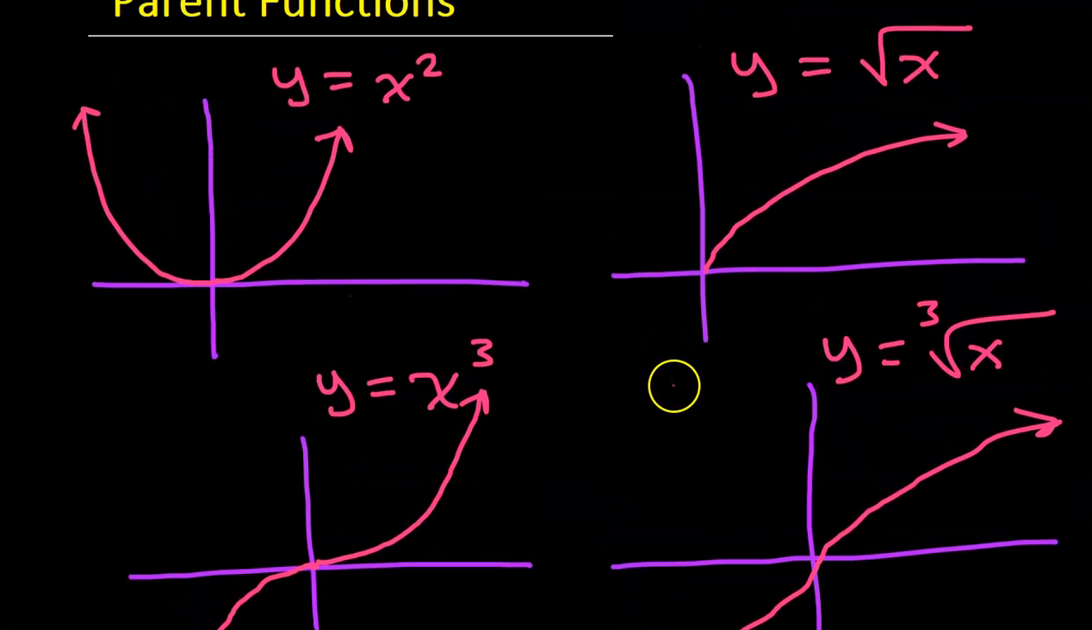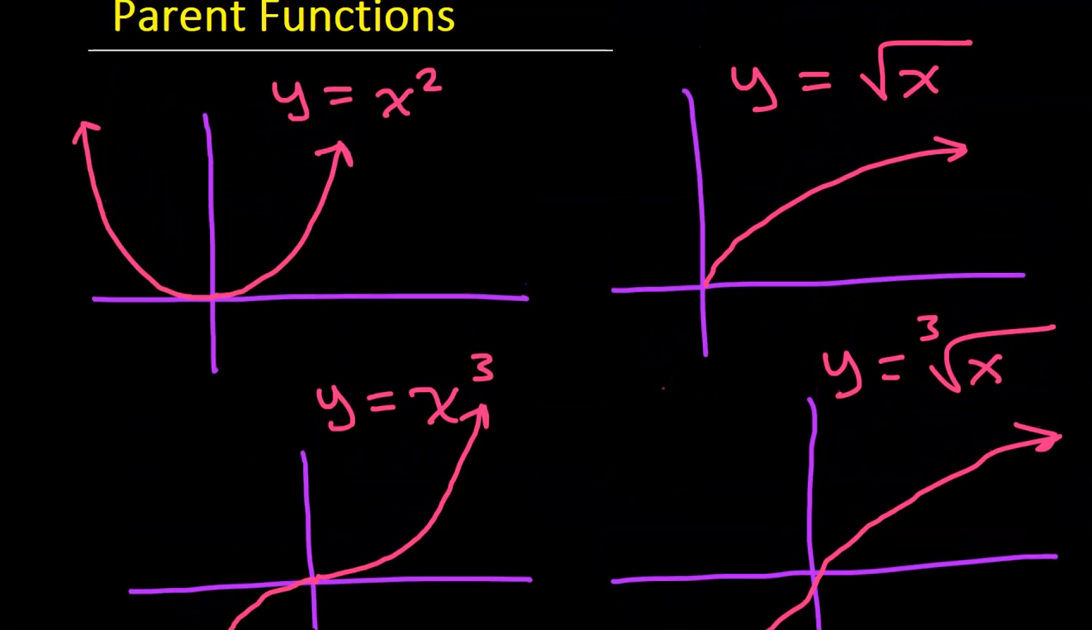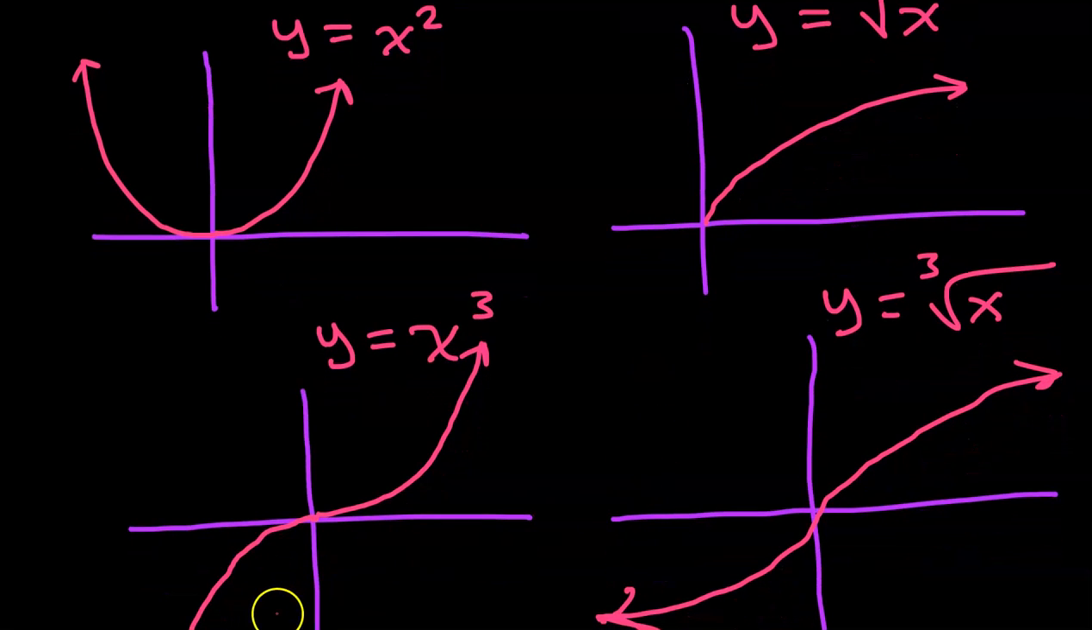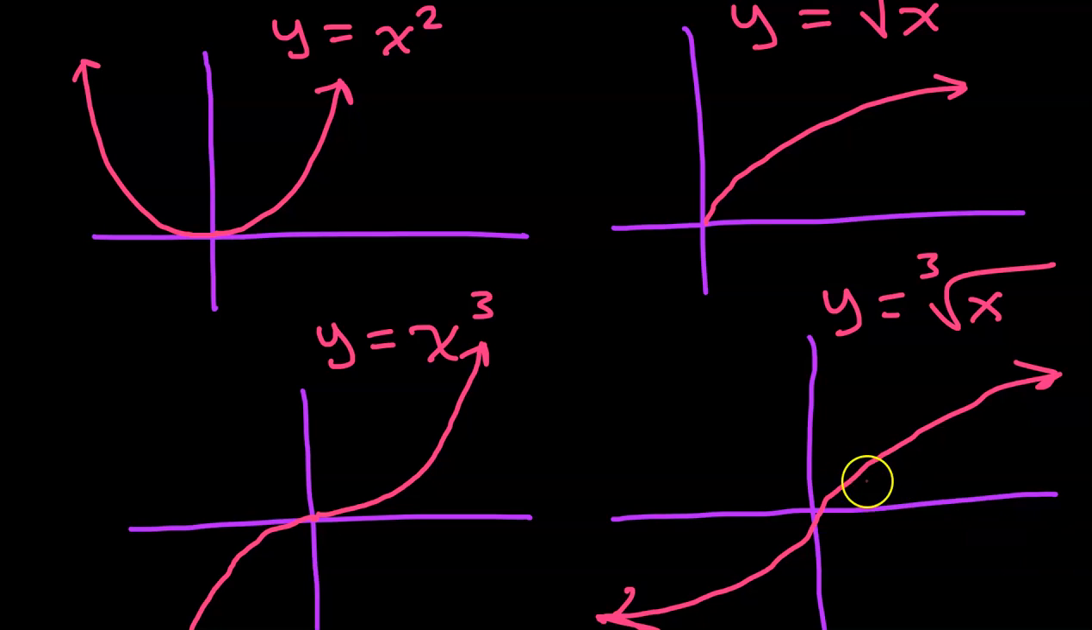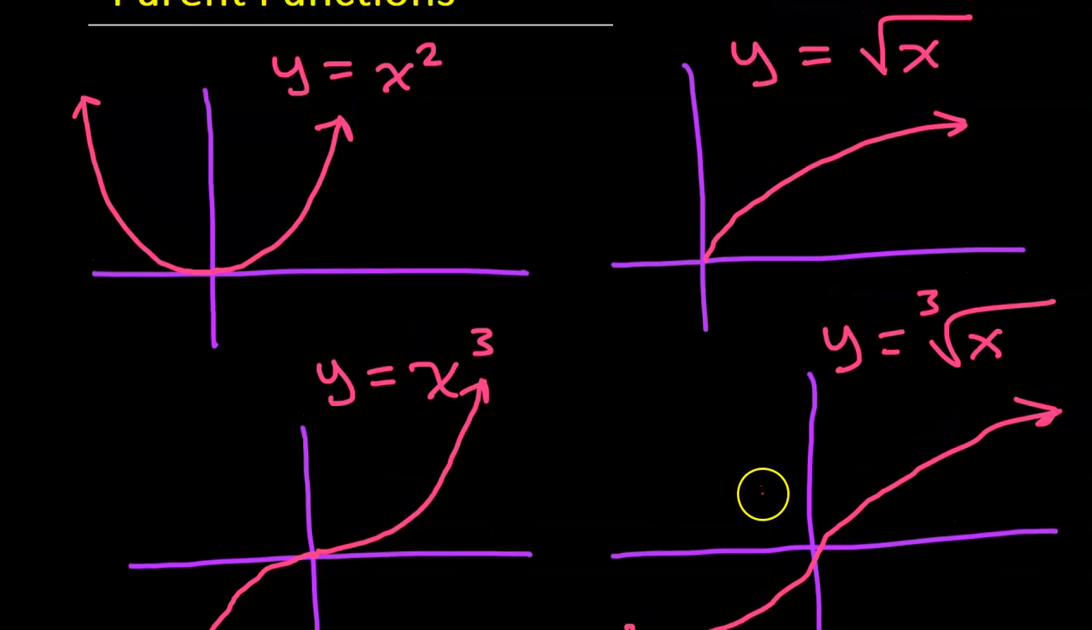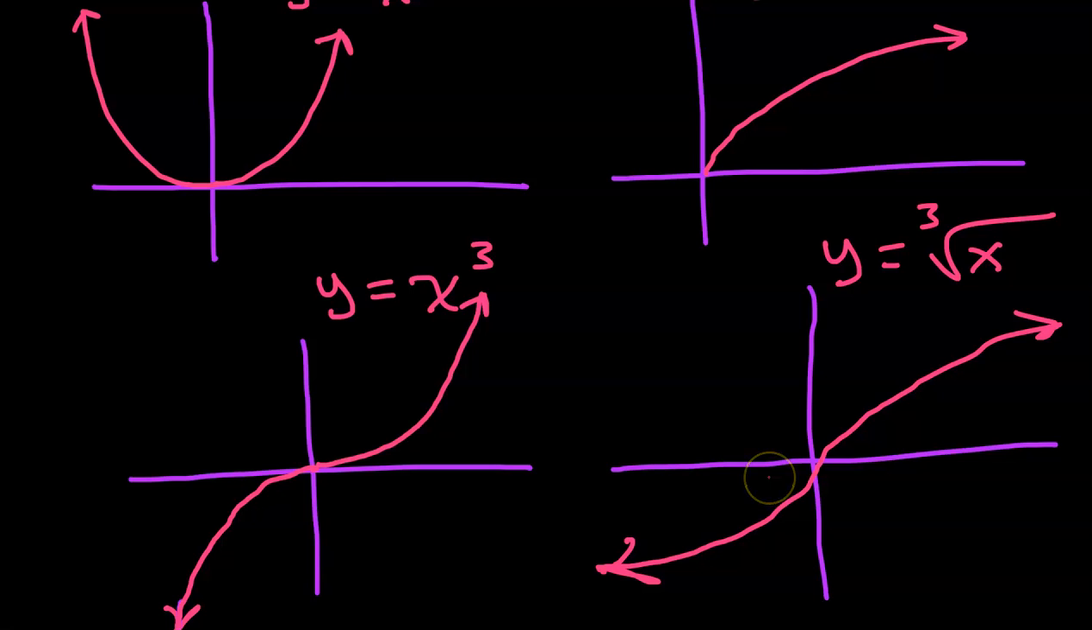So these are the four parent functions that I need you to have in your mind as we look at this problem. So look at the graph they gave us and decide which of these four parent functions it is similar to. Hopefully you can see that it is very much like a cube root graph. It is a sideways wave.